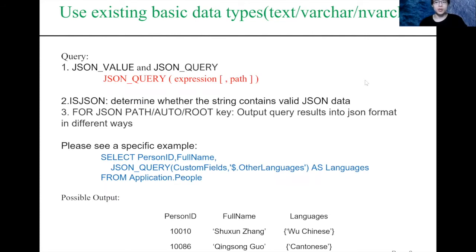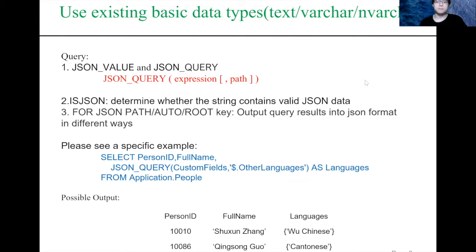As for query, Transact-SQL provides two basic query functions, JSON_VALUE and JSON_QUERY. The syntax is in red. The main difference between them is that JSON_VALUE returns scalar values, while JSON_QUERY returns arrays or objects. In addition, there is an ISJSON function to determine whether the string contains valid JSON data.